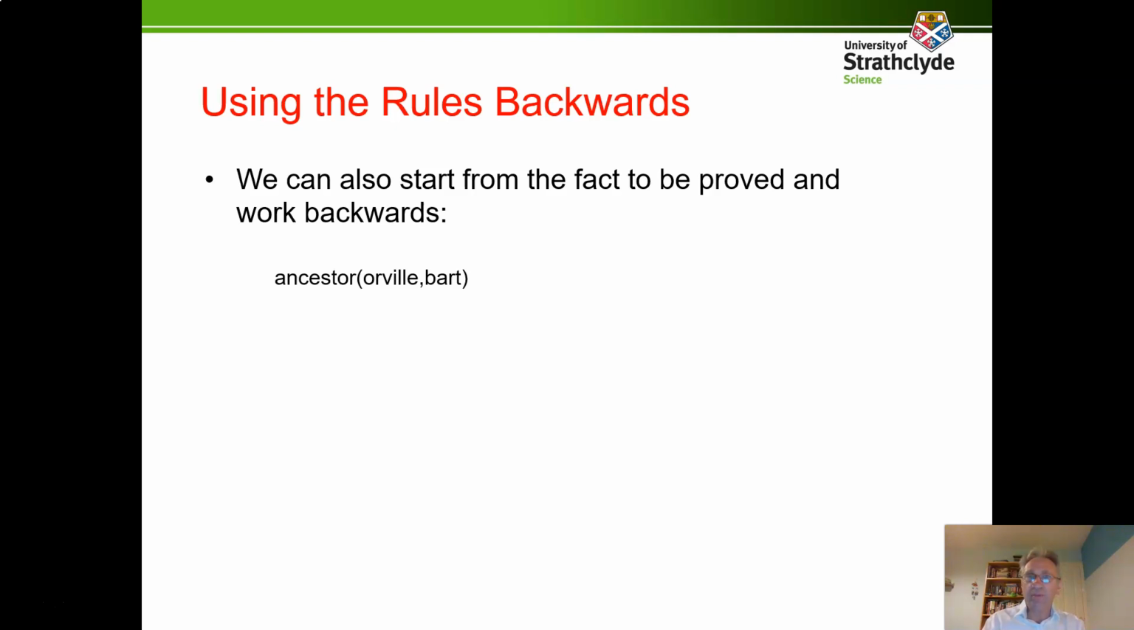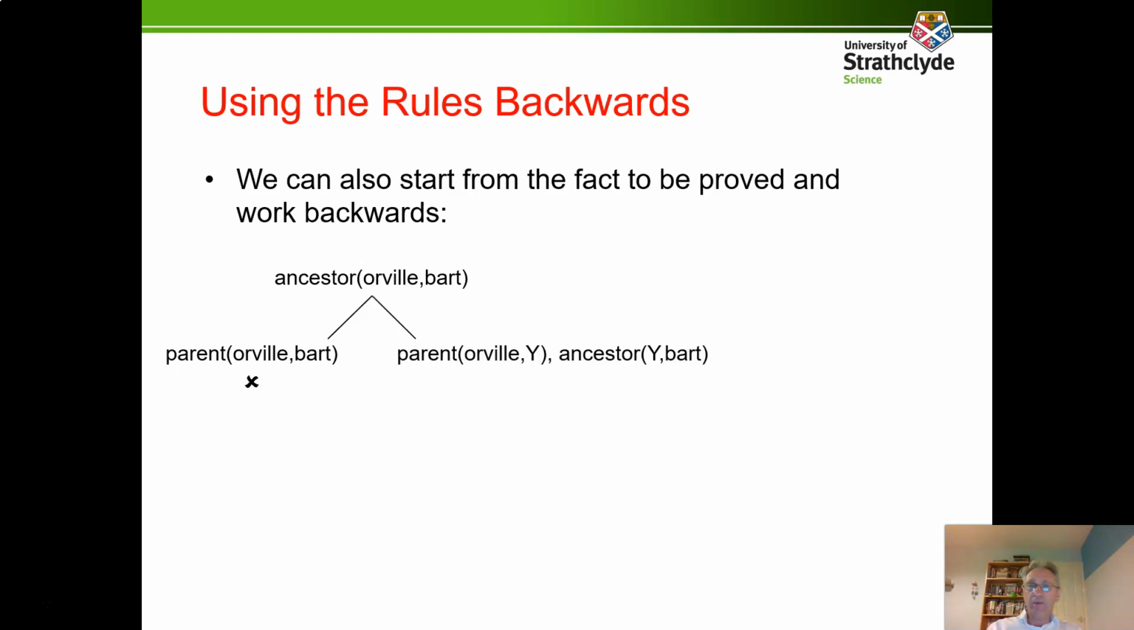We start from the fact to be proved. Ancestor Orville Bart. How could I prove that using my rules? Well, there's two ways. One way of being an ancestor is to be someone's parent. So is it the case that Orville is the parent of Bart? Well, no, that's not true. So that fails, but there's another way in which Orville can be the ancestor of Bart. The way that he can be is that if Orville is the parent of some Y, and that Y is the ancestor of Bart, then it's the case that Orville will be the ancestor of Bart.